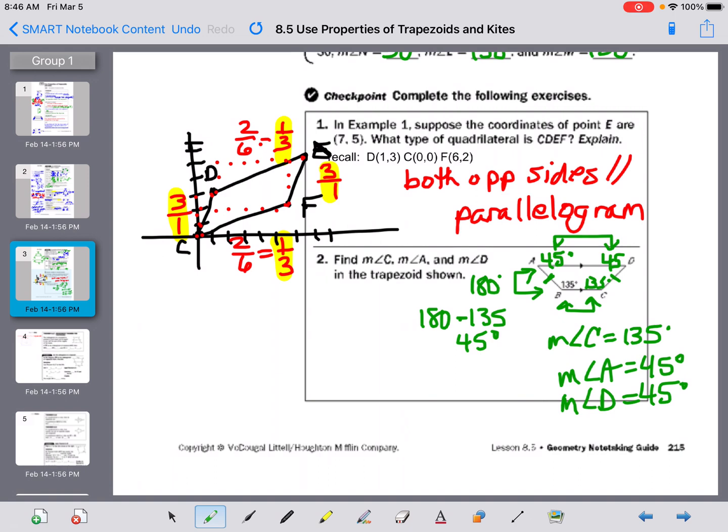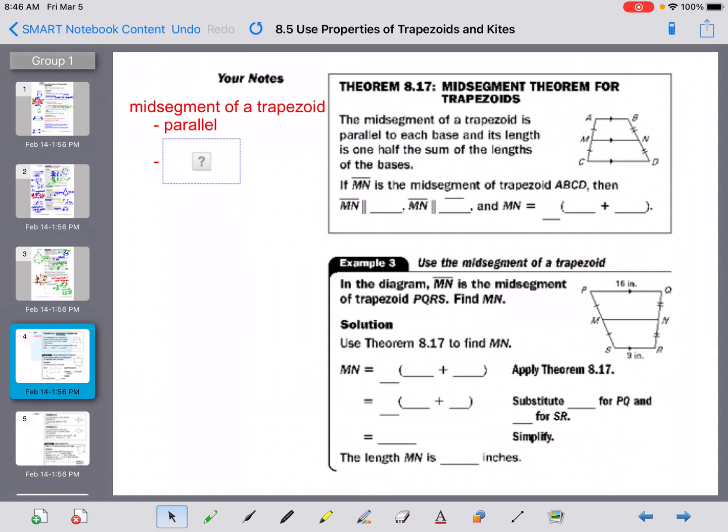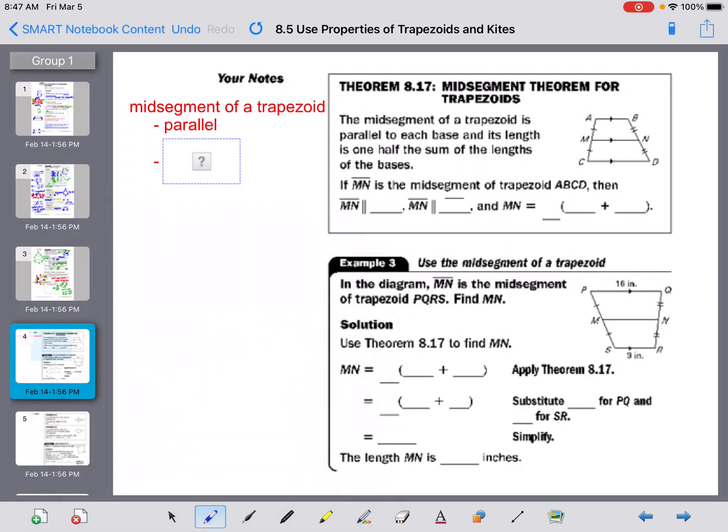All right, next page. Let's talk about mid-segments of a trapezoid. And again, if you can recall way back from chapter 5, mid-segments of a triangle, you're going to start saying, wait, I think this is really familiar. I remember hearing these same words. So the mid-segment of a trapezoid right here is going to be parallel to each base. Similar to our mid-segments of a triangle, which are parallel to the opposite side.